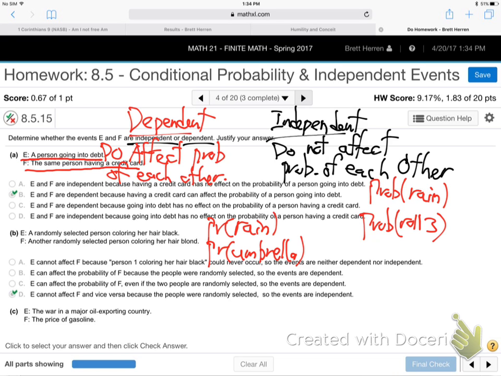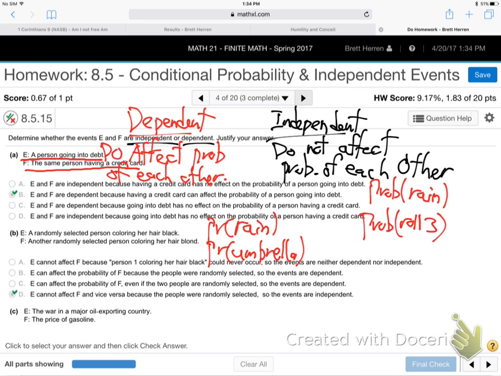And so that's why I've already answered the question for you. I checked E and F are dependent. They do depend on one another, don't they? Because having a credit card can affect your probability of going into debt. Those are dependent. They're not independent. They're not separate. They relate to one another. It's not a for sure thing, obviously. A lot of people have credit cards and are not in debt, but it does make it more likely.